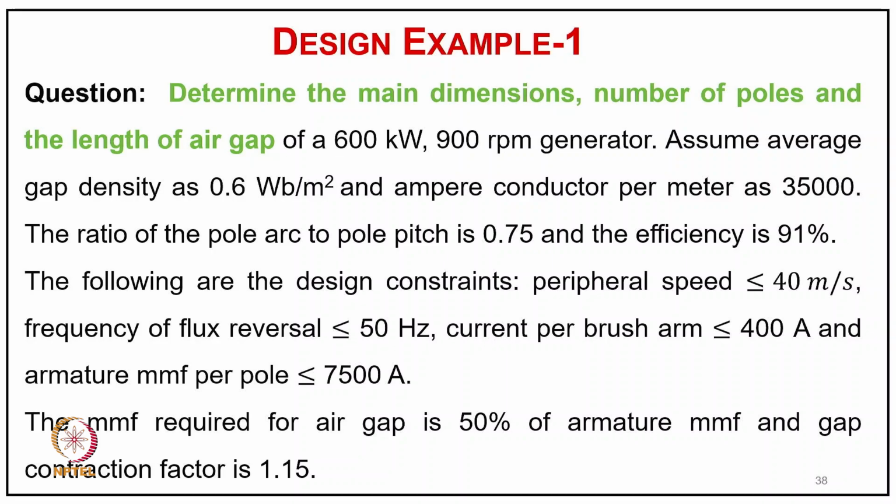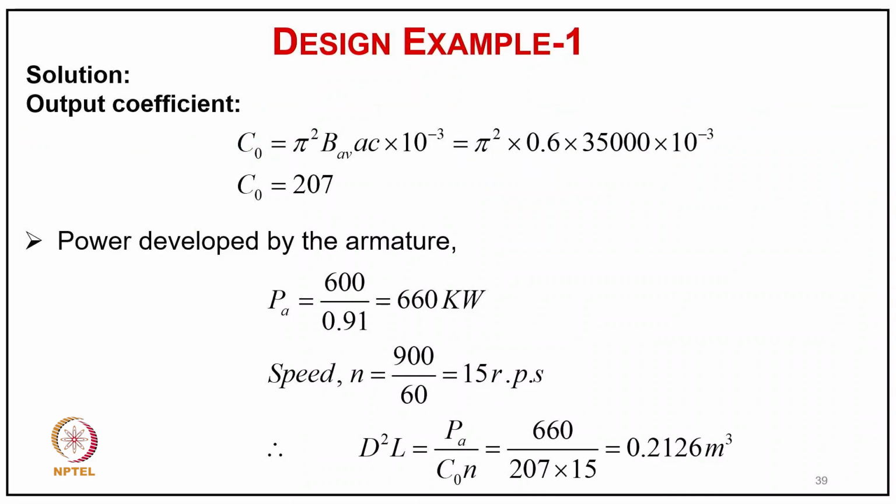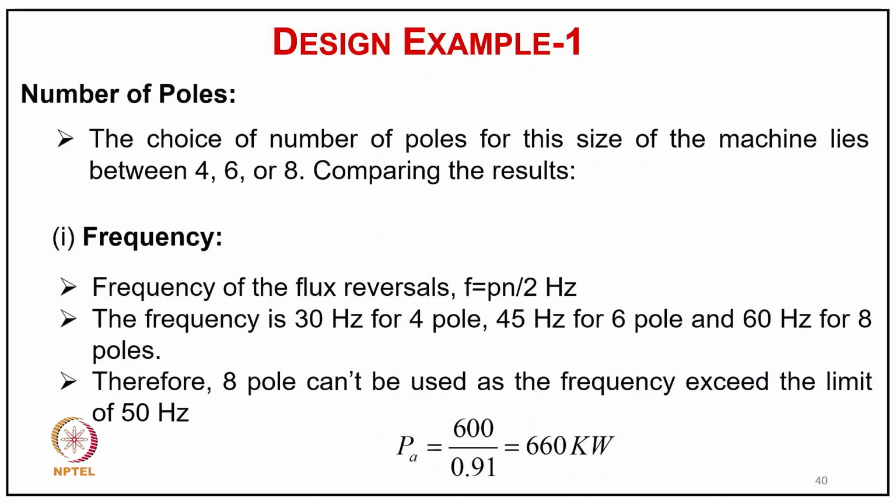So the required gear be 50% of armature MMF and gap contraction factor 1.15. Now coming to the solution, with the output coefficient C0 equal to pi squared B average AC into 10 power 3, putting the value it comes to 207. Now power developed by the machine is PA equal to kilowatt divided by efficiency, so 600 by 0.91, that is 660 kilowatt, and speed N in RPS is speed in RPM divided by 60, that is 11.5 RPS. So D square L will be P0 divided by C0 N, putting the value it comes 0.2126 meter cube.